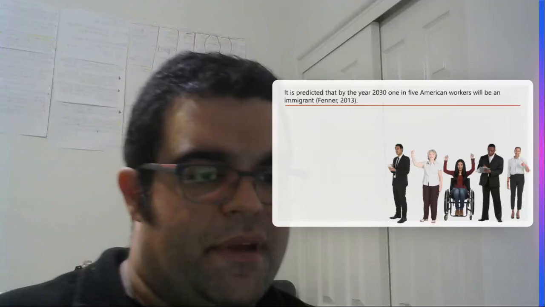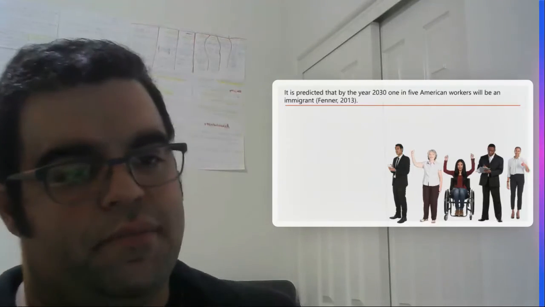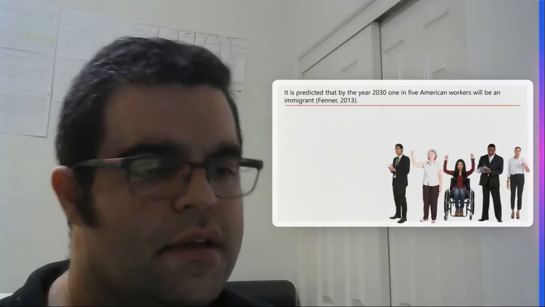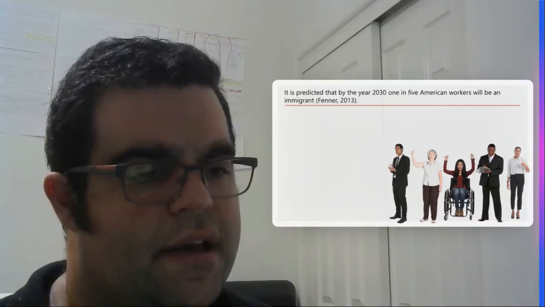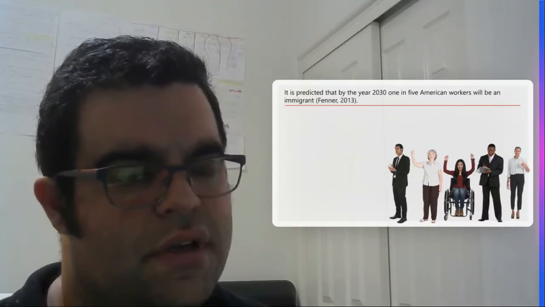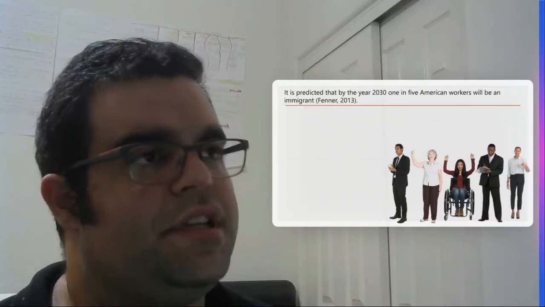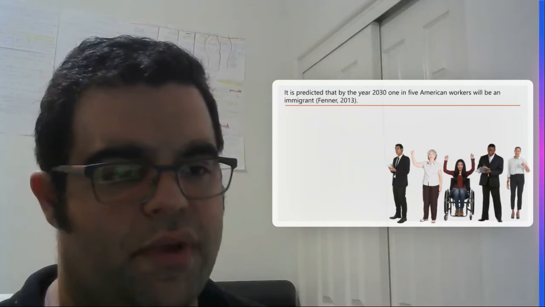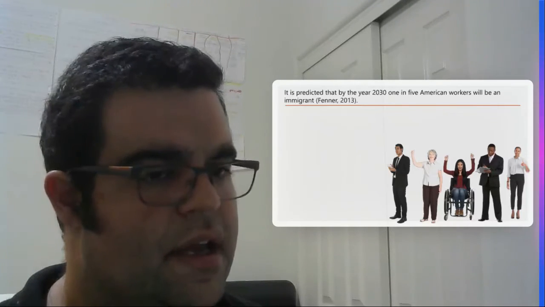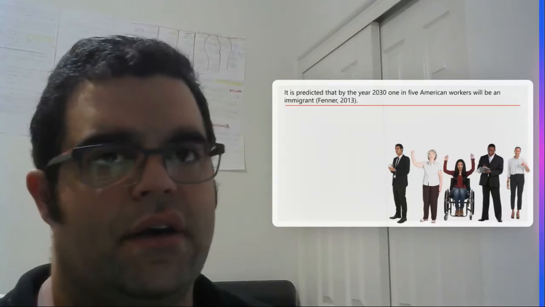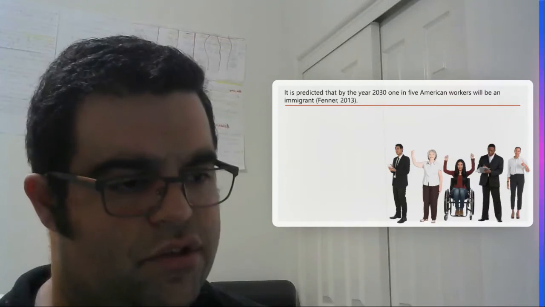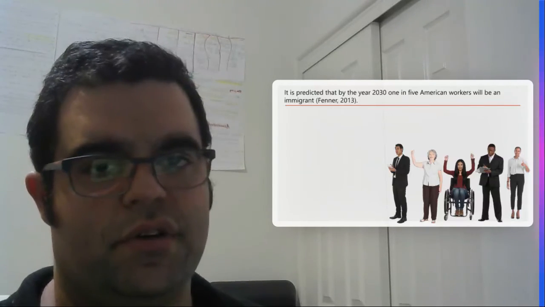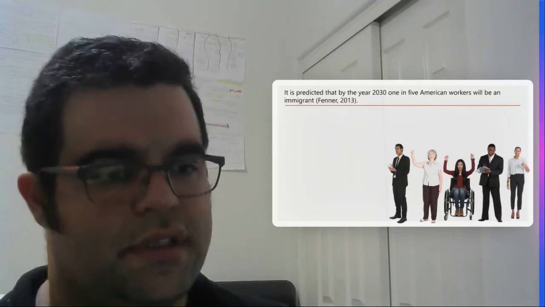And last but not least, by the year 2030, 1 in 5 American workers will be an immigrant. That is something that's important to know. We are teaching for the future of America, and we want to make sure that everybody we educate has a good knowledge of academic and social emotional awareness, and in that sense we are bettering our world and the world for our students.